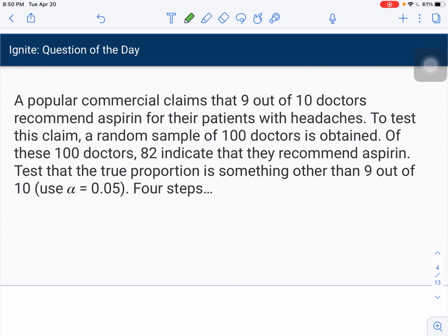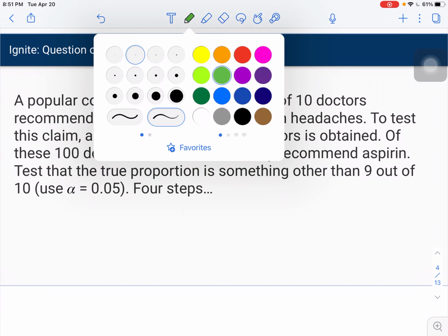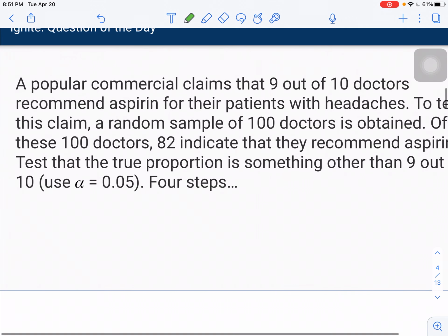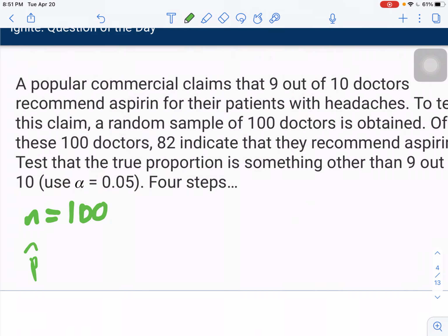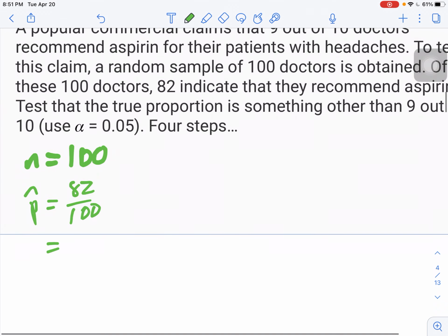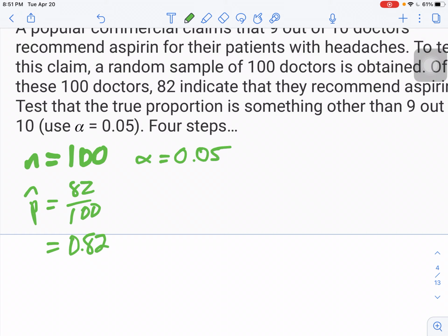Okay, welcome back. What I like to do when I start these problems is notate all of the information that I have. I know that my n value is 100, so I'm going to notate that, n equals 100. And then my p hat value is 82 out of 100, and that obviously is 0.82, my sample proportion. It tells us to use an alpha value of 0.05. So that's keeping track of the information provided in the problem.